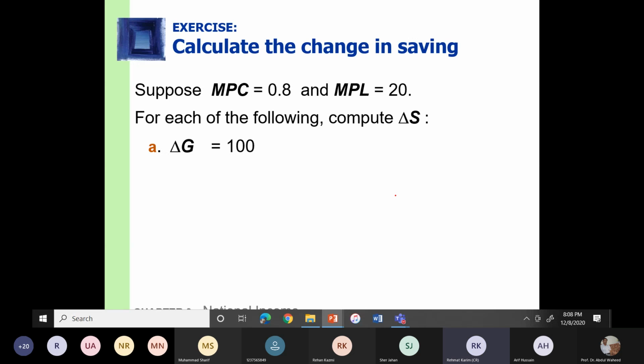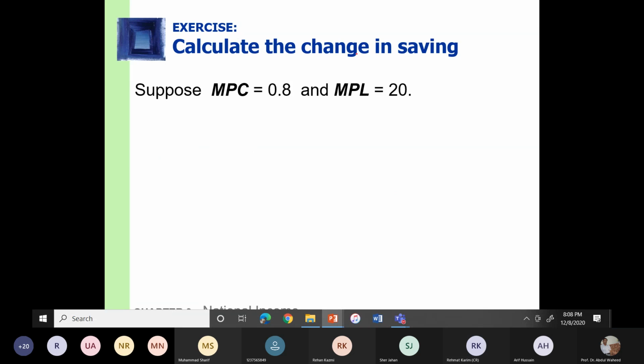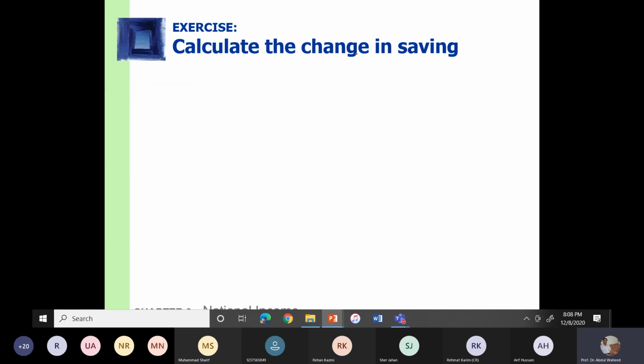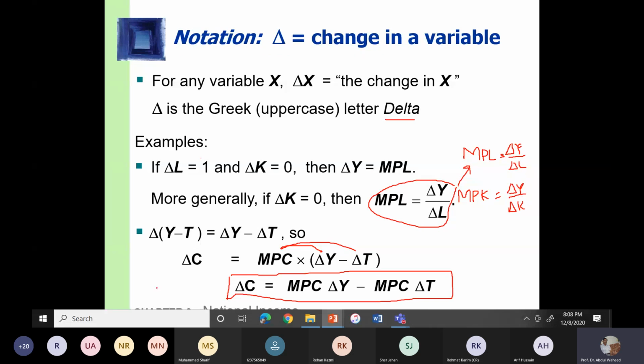So there is some confusion, sir. What confusion? Sir, how would we calculate change in consumption? We haven't asked you for change in consumption, we are asking you to calculate change in saving. Like this formula you have written for change in consumption.